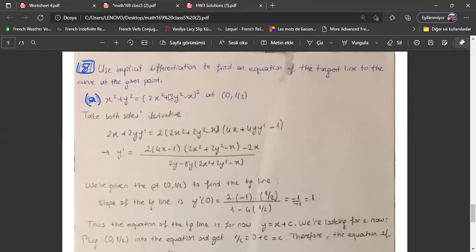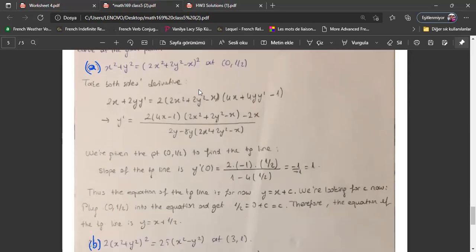On the right we first apply the power rule, which gives this part, times this function's derivative, the derivative of the function inside the parentheses. The derivative of 2x squared is 4x, this one is 4y times y prime, and this one is minus 1. Then we just distribute and isolate y prime. We will get this.